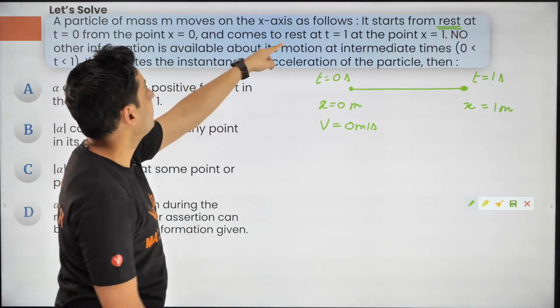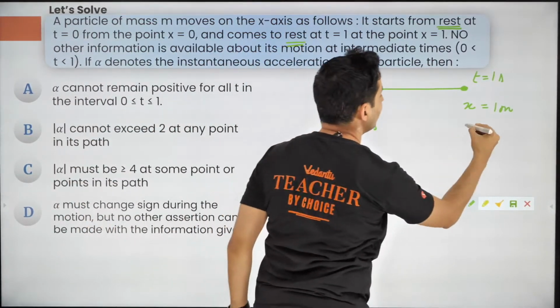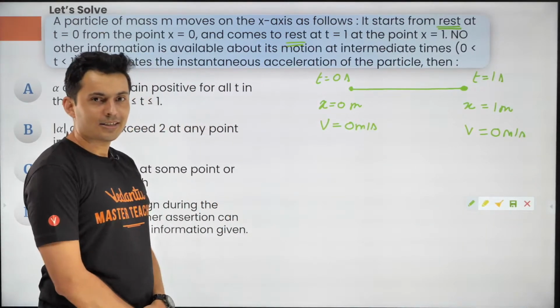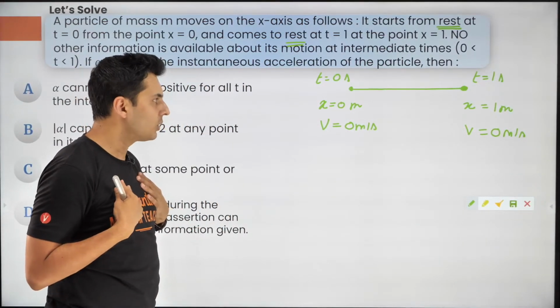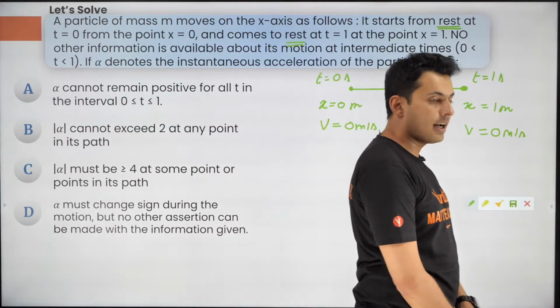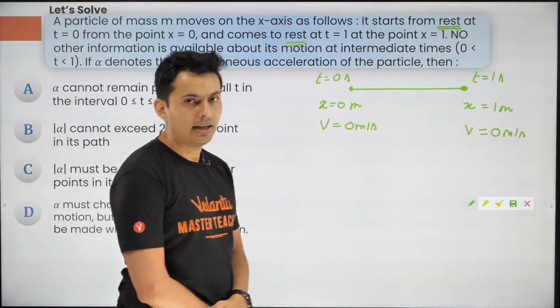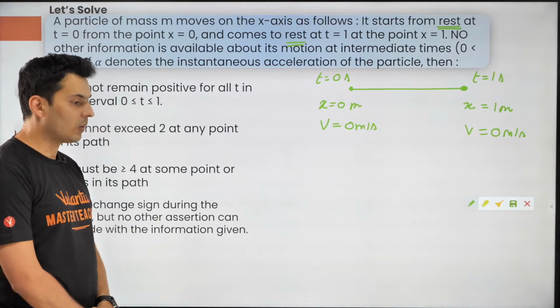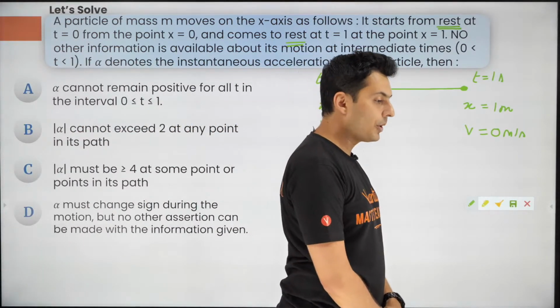And it comes to rest. That means here also the velocity is 0. Now visualize this. Just imagine now I'm at the origin, at rest. This is the origin. I move 1 meter and I stop. See what happened? Again, I'm at rest. This is x equals 0. I move and again stop.